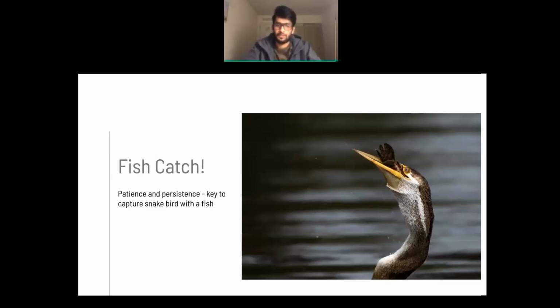So this is another fish catch. This image also suggests how patience and persistence can be a key for birds capturing their prey. This one is a snake bird with a fish. This bird has very special characteristics: it will toss the fish off and then consume it, and you really get microseconds to click those pictures.